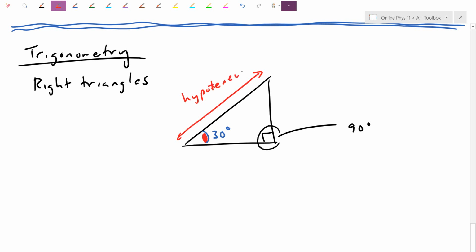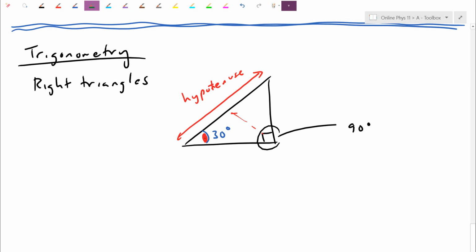Hypotenuse is always going to be across from the 90-degree angle. It's always the longest side. That's your hypotenuse. Don't know if I spelled that right here. Hypotenuse. Depending on the angle, however, we give a name to the other two sides here.